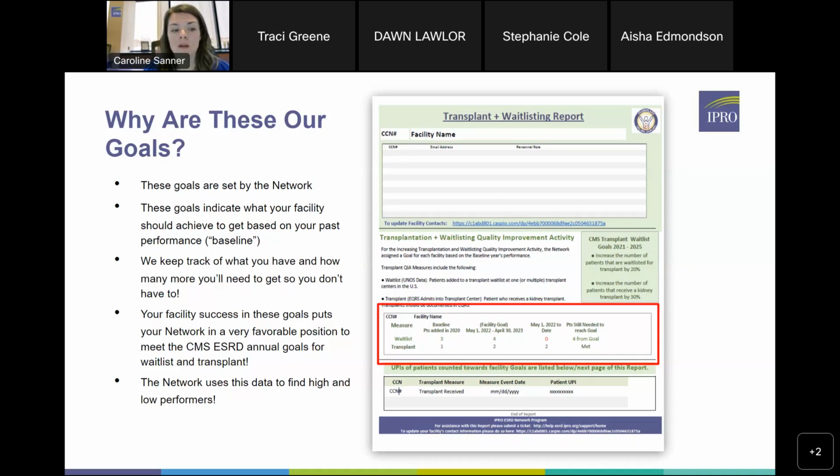We keep track of what you have completed and how many more you'll need to get, so you don't have to. So these reports are to make your job easier in tracking what has been reported for waitlist and transplant for your facility. Your facility's success and the goals put your network in a very favorable position to meet the overall CMS ESRD annual goals for waitlist and transplant. The network uses this data also to find high and low performers.